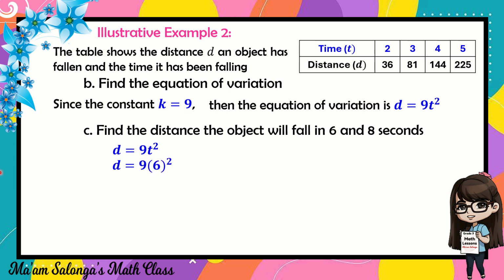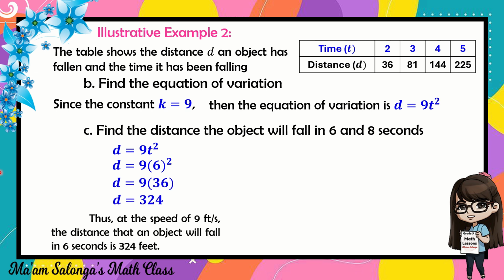D is equals to 9, 6 squared. 6 squared is 36. And the result is 324. Therefore, at the speed of 9 feet per second, the distance that an object will fall in 6 seconds is 324 feet. Let's determine the distance the object will fall in 8 seconds.